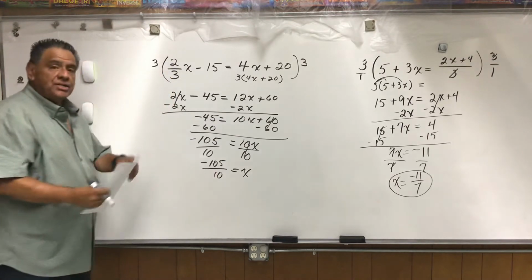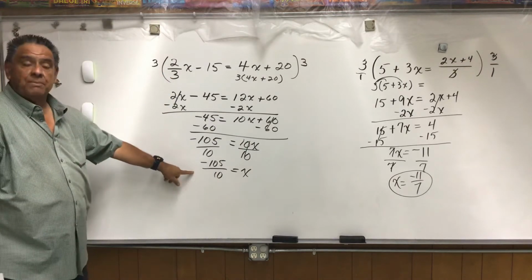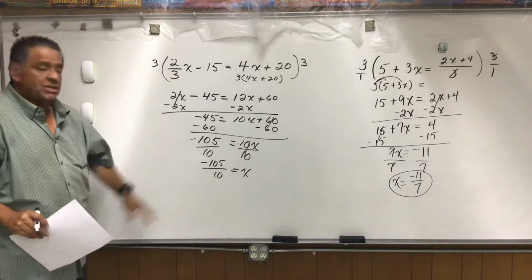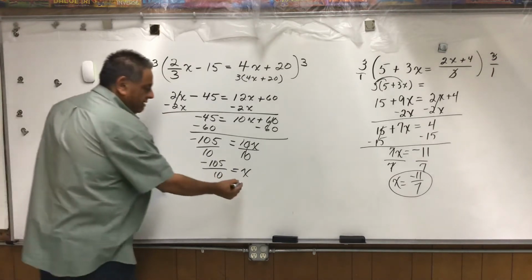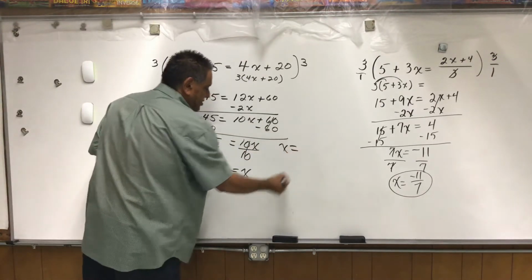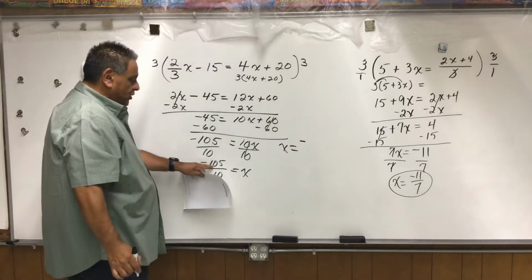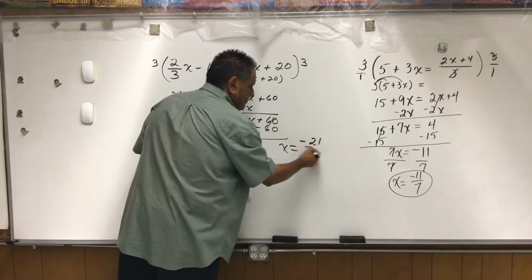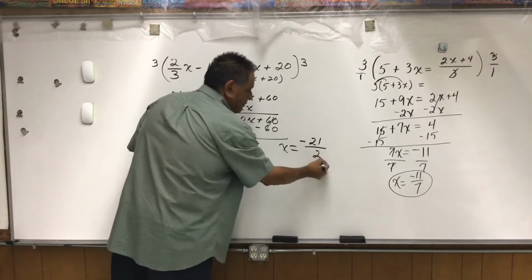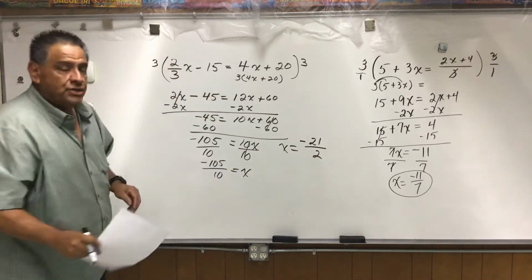Now, remember I said you can leave it as an improper fraction, but it must be simplified. So if we want to, let's go ahead and divide by 5. All right? I'm going to bring it up here so you can see it. X is equal to, if we do have a negative up here, divide by 5, we're going to get 21, over, divide by 5, we're going to get 2. So our answer is negative 21 over 2.